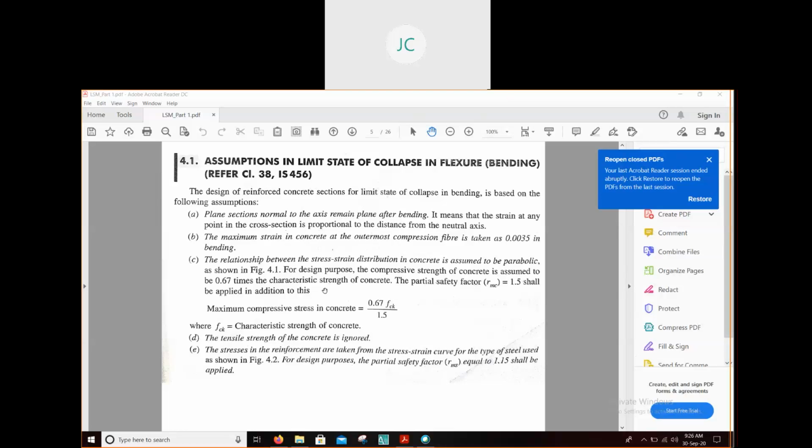So in the last class, we were discussing the assumptions of the limit state method of collapse in flexure. Okay, so all of you please open your PDF of IS 456 and go to clause number 38. I think it is on page number 68.